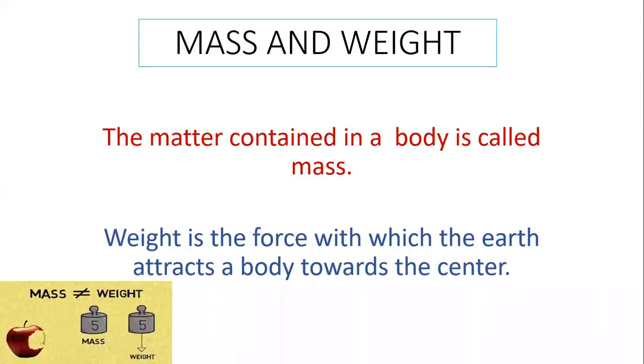Starting with mass and weight. Matter contained in a body is called mass. So, mass of an object means that the number of atoms that are present constitute the mass of an object. For example, in a book, the number of atoms that the book is made of constitutes the mass of that book. What about the matter contained in our body?